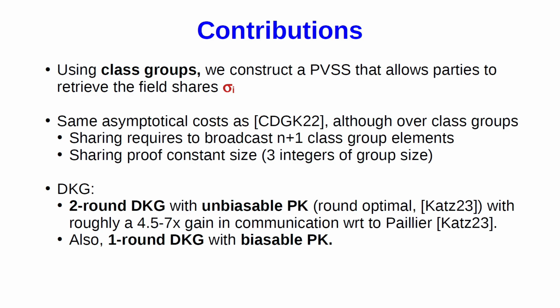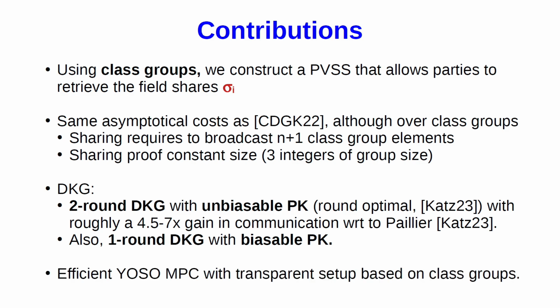Also, we could construct a 1-round distributed key generation protocol, but in that case, we have to allow that the adversary may bias the public key. But there is another paper that has done this a bit better than us, so I will mention it later. We also give another application, which is to MPC in the YOSO model, where we can have MPC with a transparent setup based on class groups. But I'm not going to talk too much about that here.